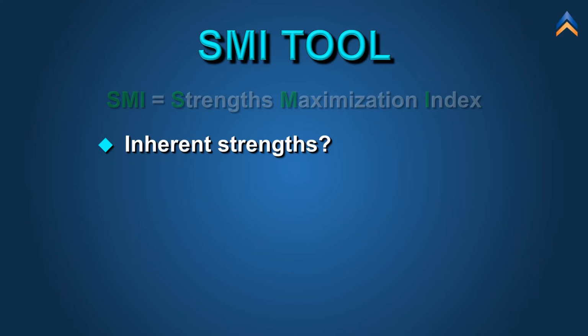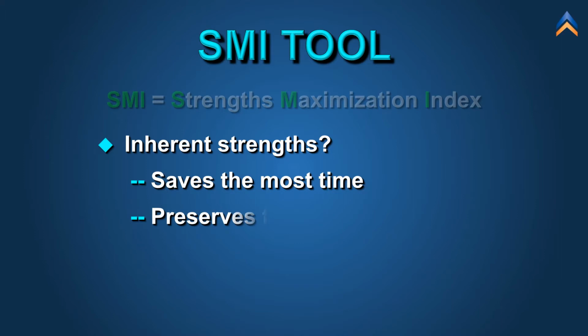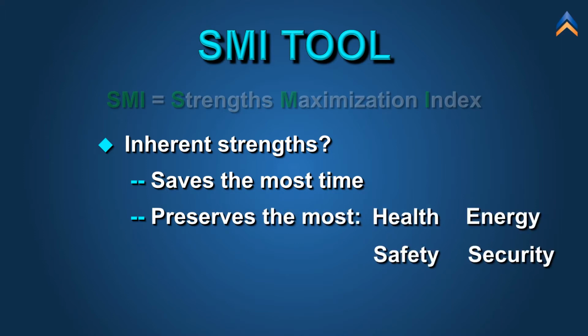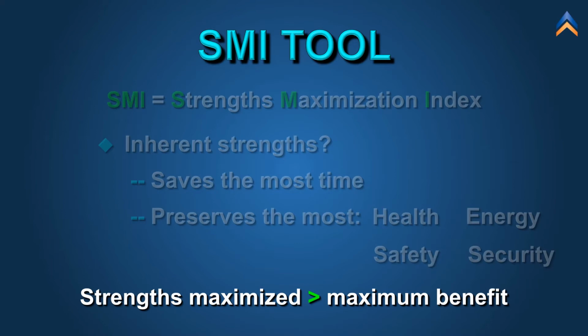So what are the inherent fundamental strengths of aviation? What does a flying machine do better than any other mode of transport? It saves the most time and preserves the most health, energy, safety, and security. Those are aviation's inherent natural strengths. When the strengths of aviation are maximized, maximum benefit is received by the workers who use it.